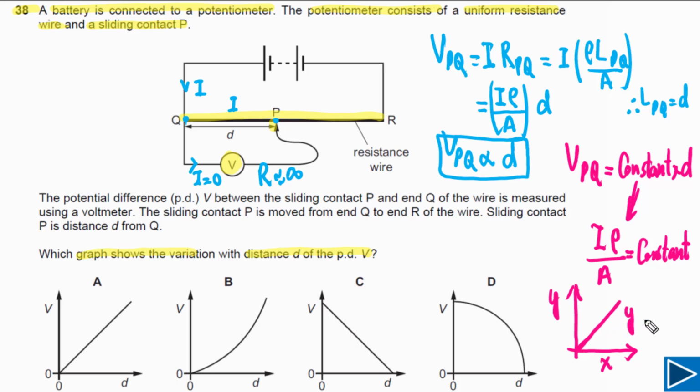So this is simply telling us y is directly proportional to x. So the answer for this question is A, because V is proportional to D. So the best answer is A for this question.